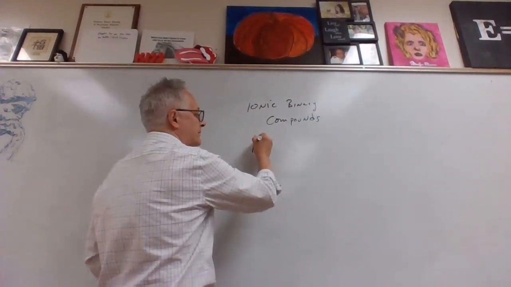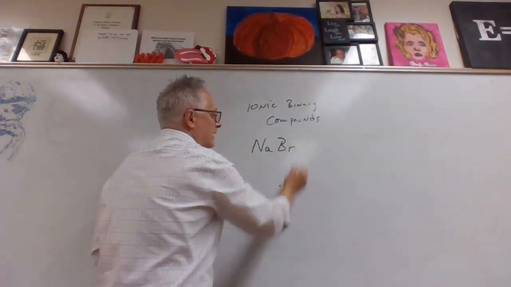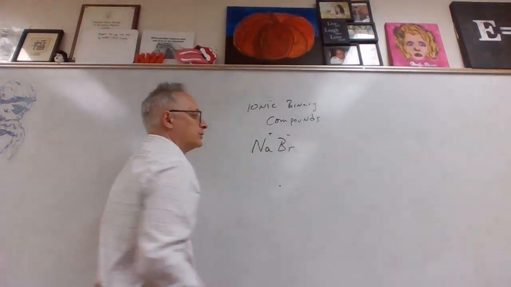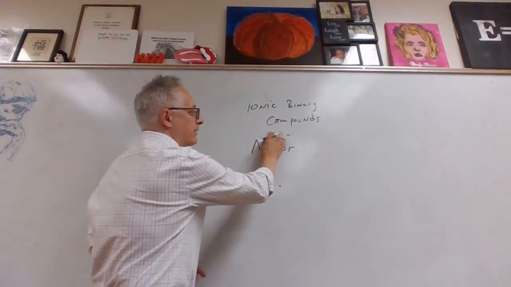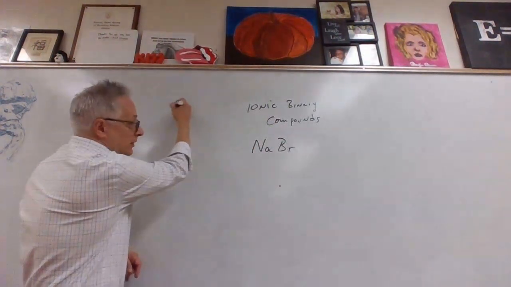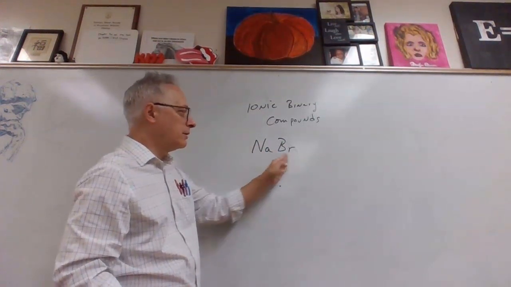So if I have something like sodium and I put a Br there, the only thing that we have to remember is this has a +1 charge, that has a -1 charge, so those charges cancel out. And if it helps you, you can always write it somewhere on the side and say, well, how many of each do I need? But the name for this is just sodium bromide.